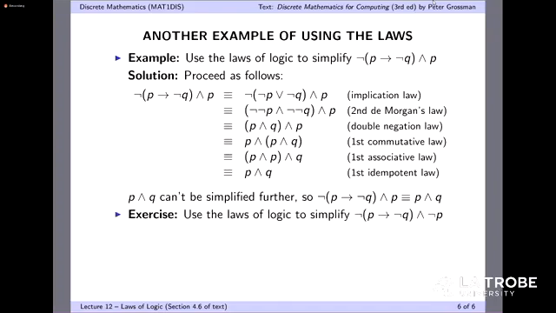Use the laws of logic to simplify this expression. So now you can see that the only difference between this question and the previous question is that instead of P, you have not P. Are you there? Oh, that's okay.